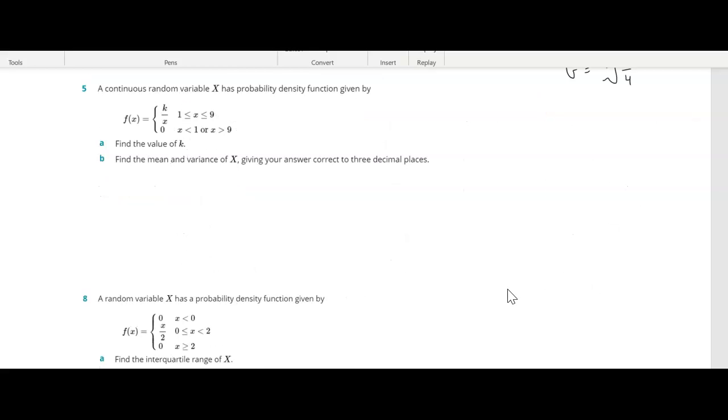All right, question 5. A continuous random variable x has a probability density function given by. So we have to find the value of k. All right. So we know that when it's a probability density function, it has to equal 1. So we're going to have to go from 1 to 9, k over x.